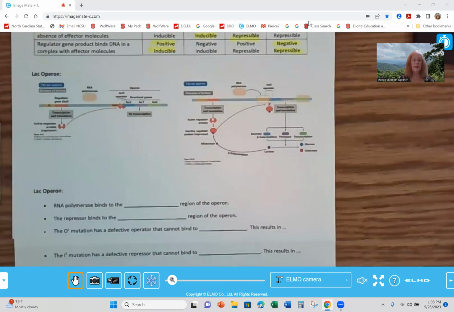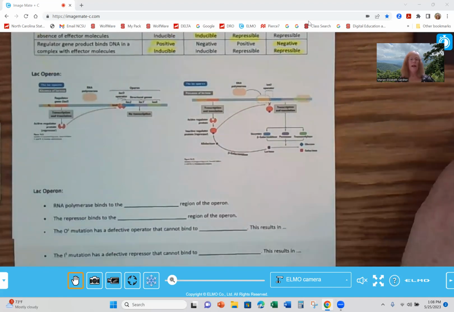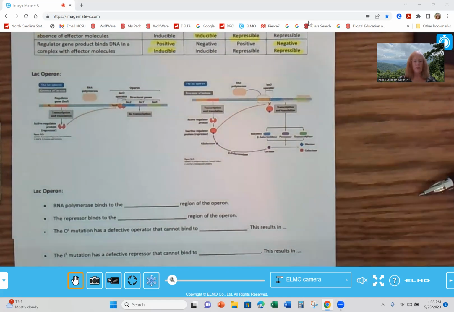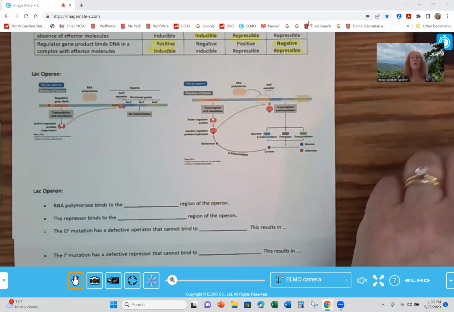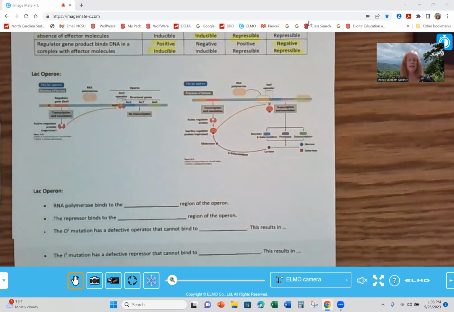So let's look at the lac operon. The lac operon's goal is to break down lactose in the cell. So it's providing the enzymes necessary to bring lactose into the cell and break it down. And it doesn't need to be on all the time. If the cell doesn't need the products that lactose is broken down into, glucose and galactose, it doesn't need to make those enzymes. And if there's no lactose present in the media, the cell doesn't need to make those enzymes.